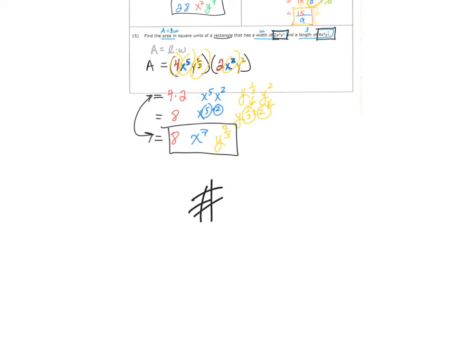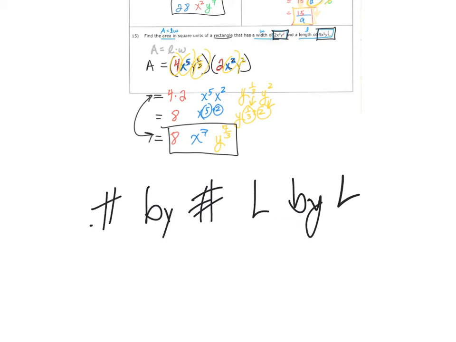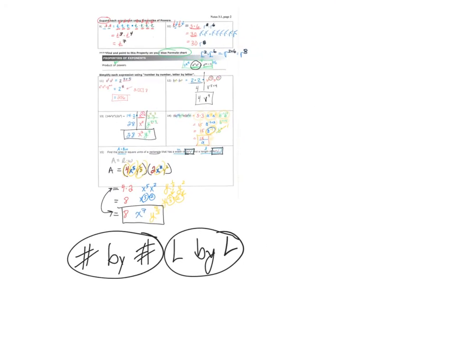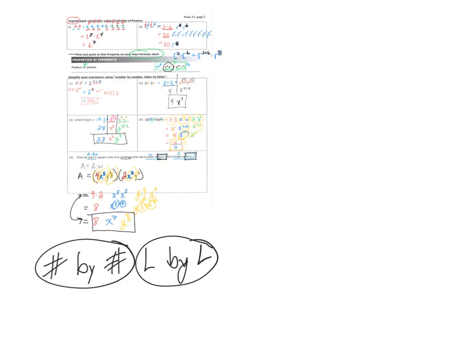The big thing to remember on these problems is number by number, letter by letter. In other words, you're organizing it in a way where the numbers are together and each of the same bases together, or each letter. Now that's it for notes 3-1.